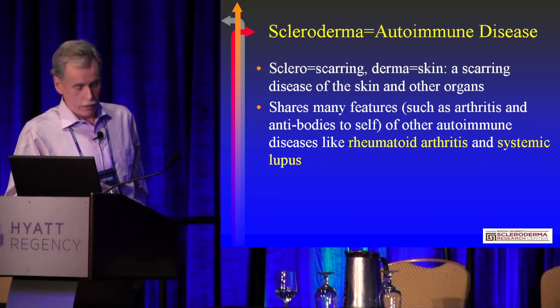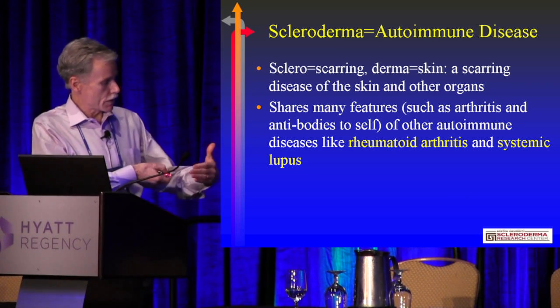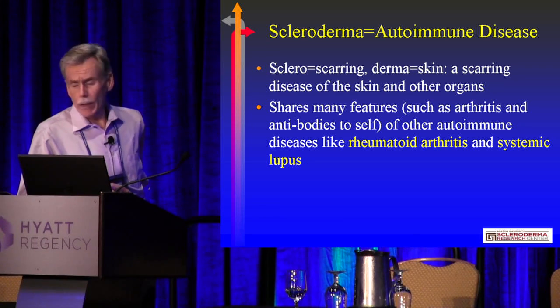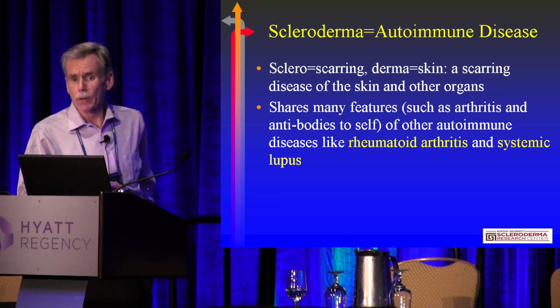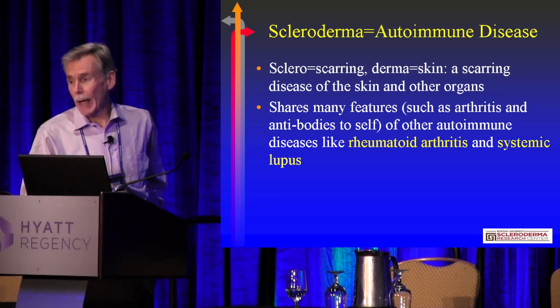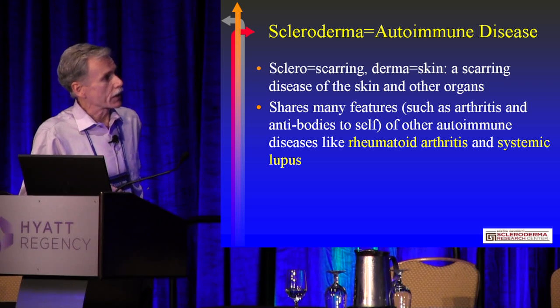So scleroderma shares many features with more common autoimmune diseases like rheumatoid arthritis and systemic lupus. Those are sort of the big three autoimmune diseases that affect humans, at least. They have in common, at the most basic level, the presence of antibodies to self-antigens. So that's really a key pathognomonic feature of autoimmune disease, the presence of autoantibodies.